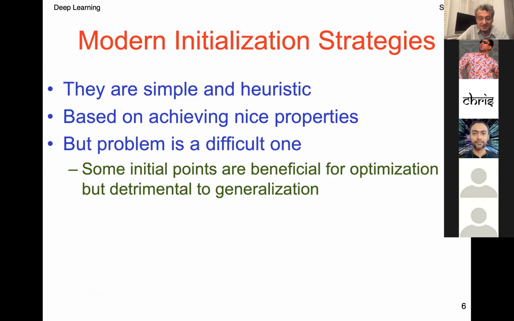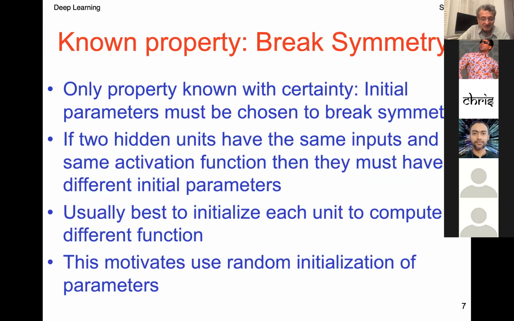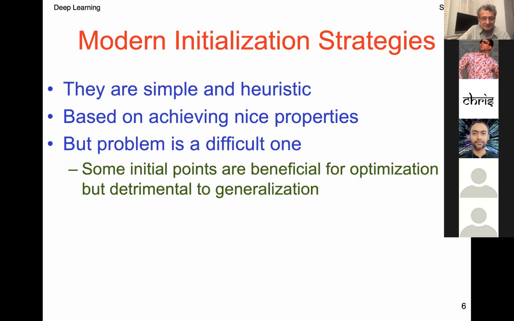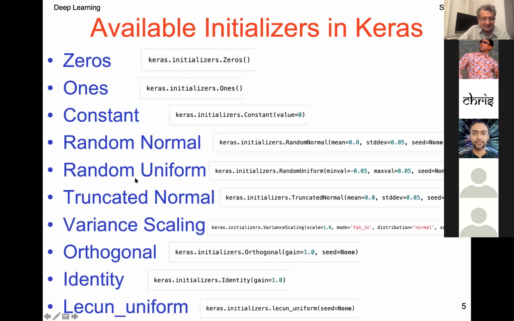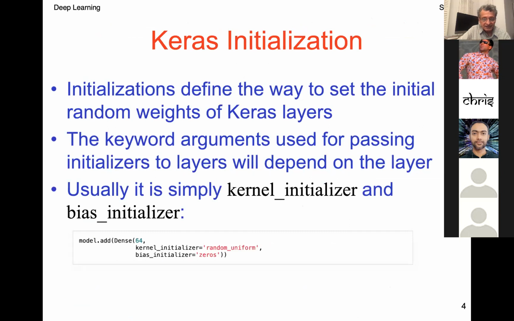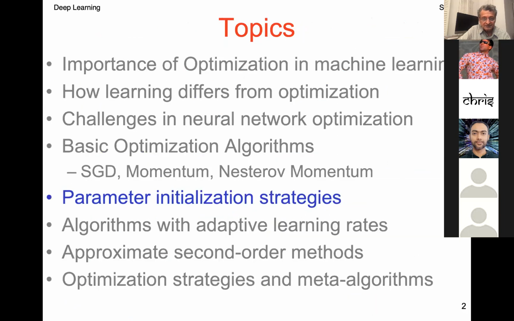Some initial points are beneficial for optimization, but detrimental to generalization. Sounds like this is all trial and error. One property known with certainty is that initial parameters must be chosen to break symmetry. That one we saw already. And weights are almost always drawn from a Gaussian or a uniform distribution. It seems that that's the popular approach. And let's see among these methods, there it is, random normal, and then random uniform or Lecun uniform. There's some difference between random uniform and Lecun uniform. It looks like the popular ones are random normal or random uniform. I'm just going by some kind of popularity measure here, which is not a very scientific way of saying it, but it looks like a lot of people have experimented with it.